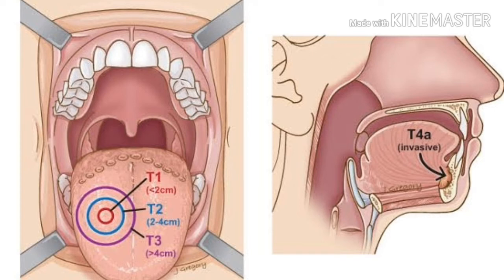What is the cause of earache in patients with CA tongue? Sir, it is usually and most commonly a referred pain due to infiltration of lingual nerve, and the pain is referred via the auriculotemporal nerve, which is a branch of the mandibular division of the trigeminal nerve. So mainly it is a referred pain via the auriculotemporal nerve after the infiltration of lingual nerve.